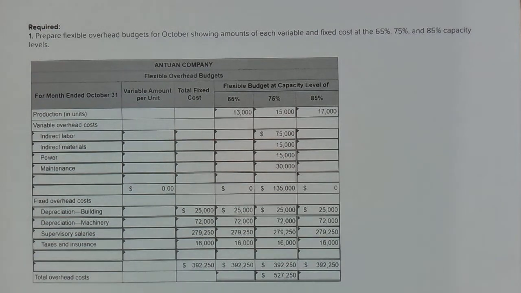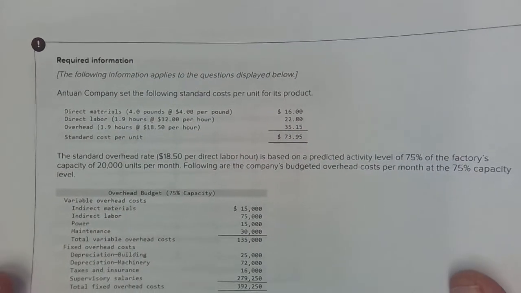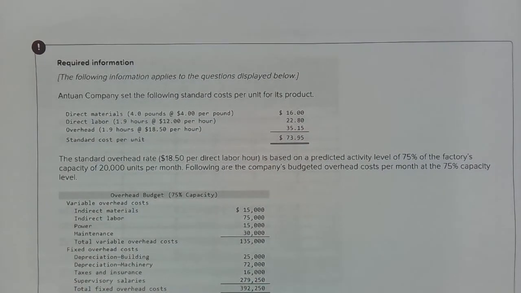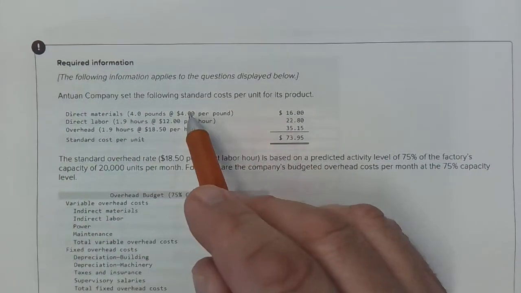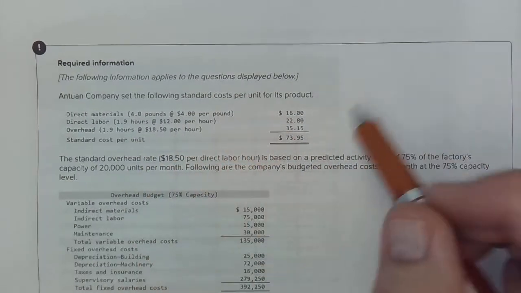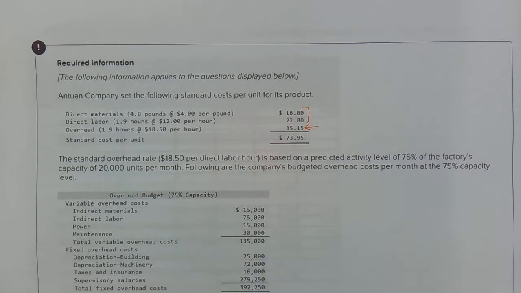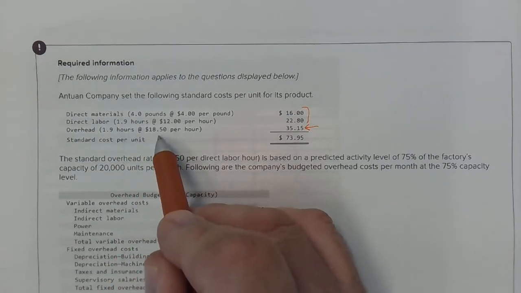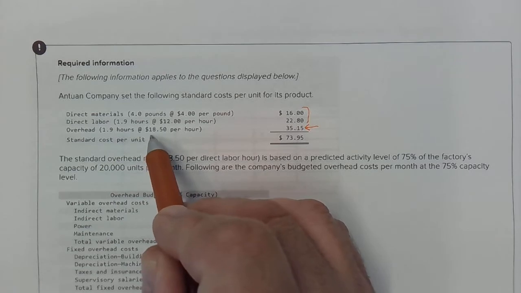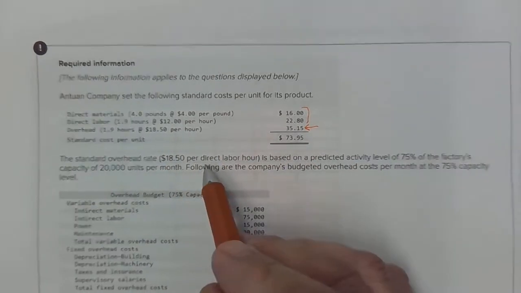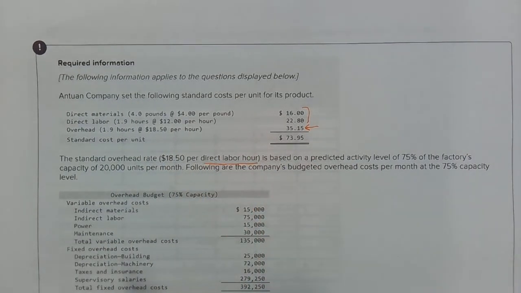The first thing we want to look at is the required information here, and it gives some of the direct materials and the direct labor amounts that's needed for calculating the total cost of production of the product, but our main focus right here will be on the overhead and how it's allocated. And we can see right here that it is allocated as a component of the direct labor hour.